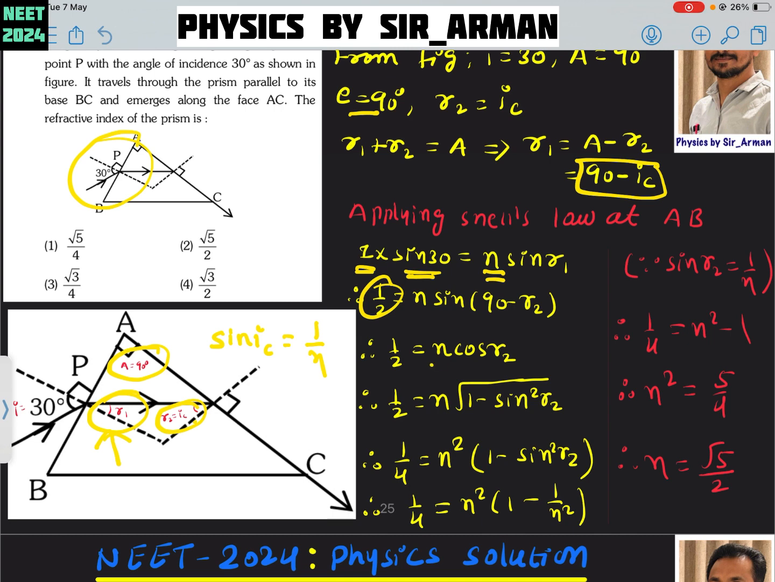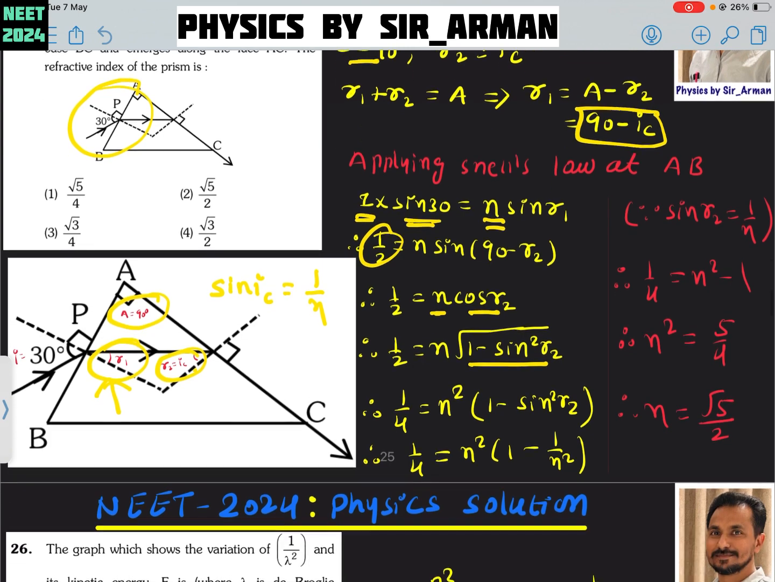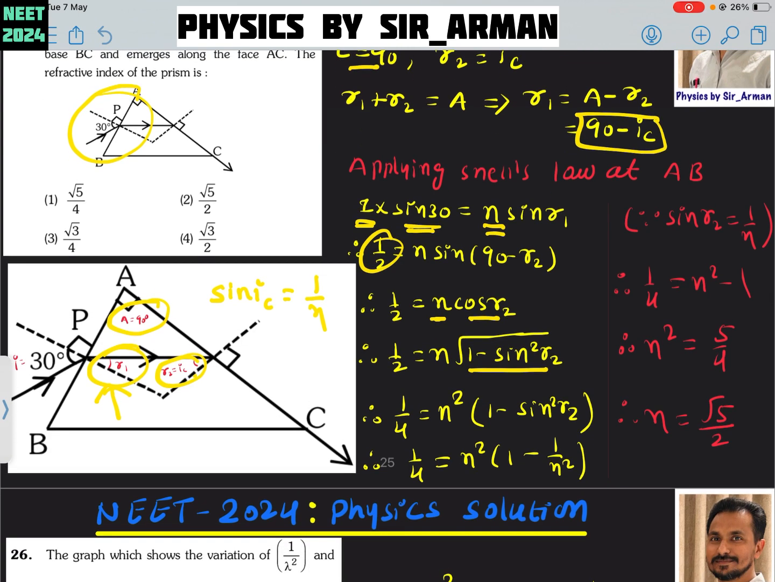So 1 by 2 is equals to n cos theta, since sin of 90 minus theta is cos theta. Now cos theta is equals to under root 1 minus sin square theta, we are using that, and again we are squaring on both the sides. So 1 by 4 becomes n square, and this is 1 minus sin square theta. Now almost we are done with this solution.